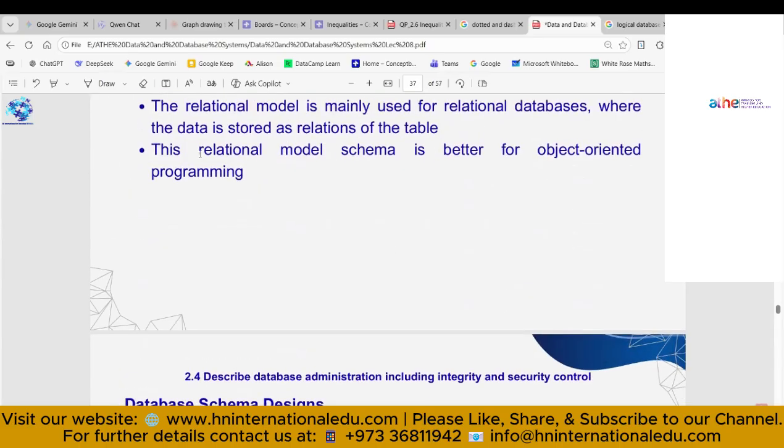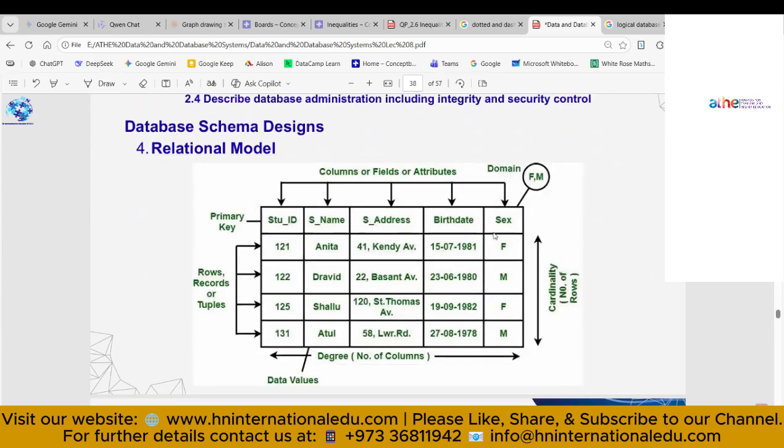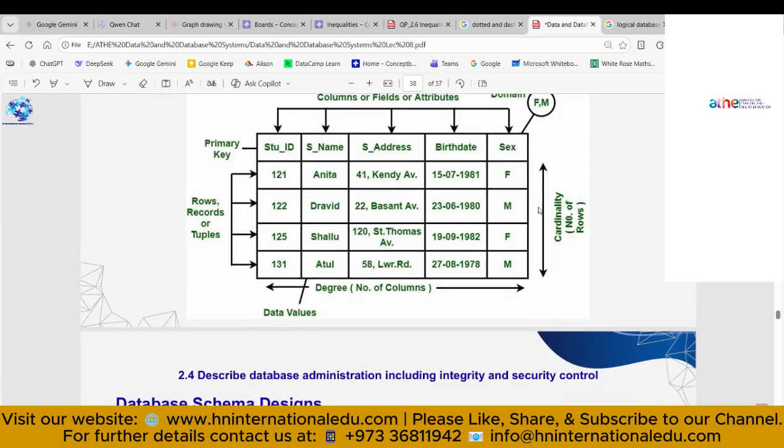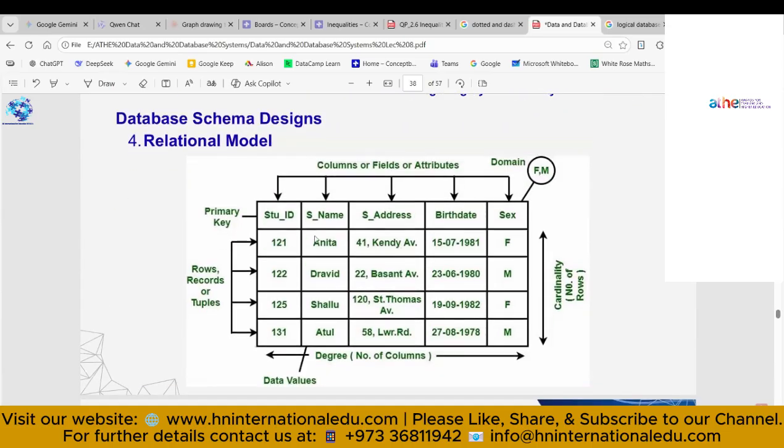Next, we have the relational model. The relational model is used for relational databases or RDBMS, where the data is stored as relations of the table, in rows and columns. Here you can see it looks like this. You have the columns or the attributes, in which you identify the data types which you are going to use. So student ID is your primary key. And the rows are also called records or tuples. And the attributes here are also called columns or fields. This is a relational model, or RDBMS.